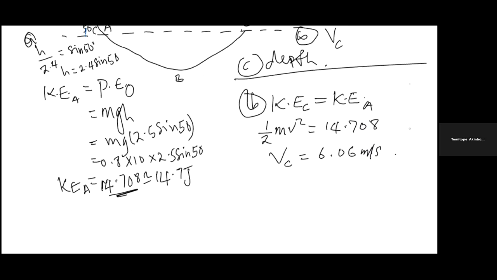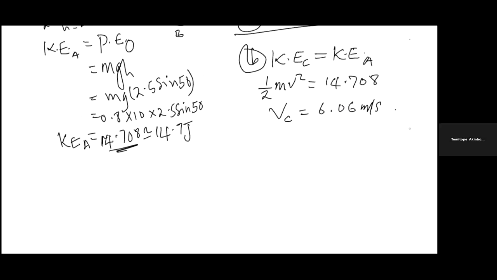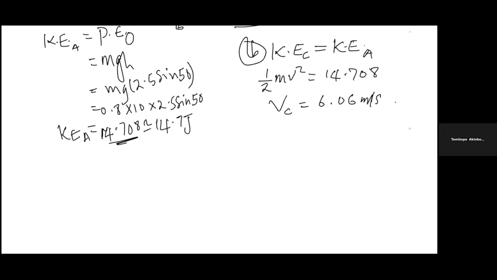Okay, how did you do it, Ibukun? So I said loss in kinetic energy is equal to gain in potential energy. Okay, at where? At A. No. Don't forget we are looking at B, and B is below the horizontal level. Hope you know.